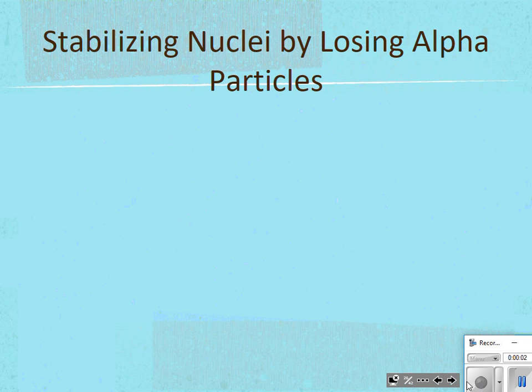All right, we talked about different types of nuclear decay last week. This is the last type that we're going to discuss, and it is dealing with stabilizing the nuclei by losing alpha particles.